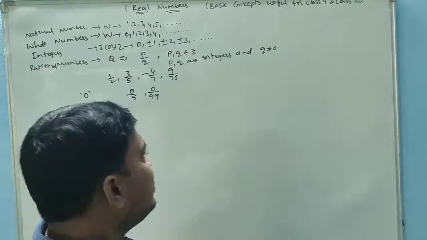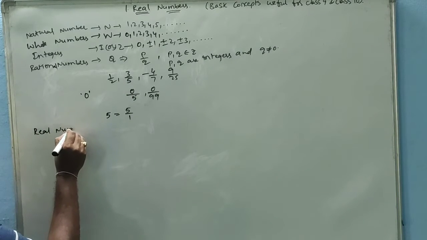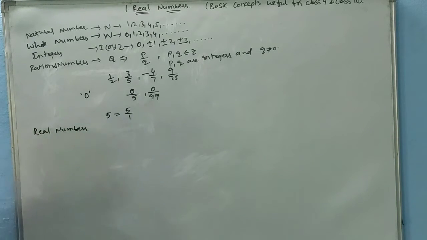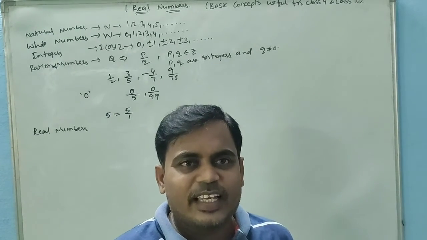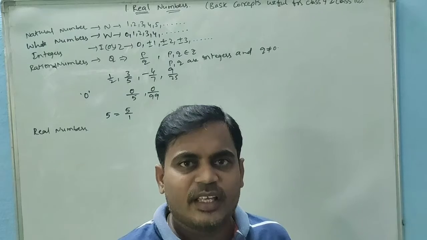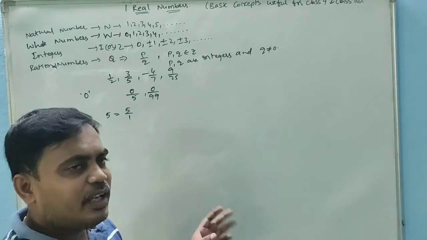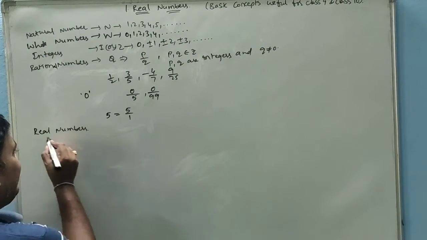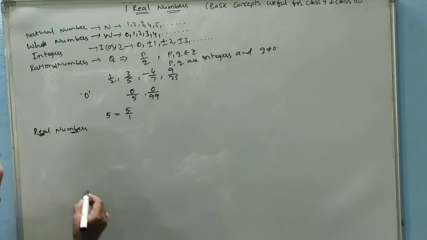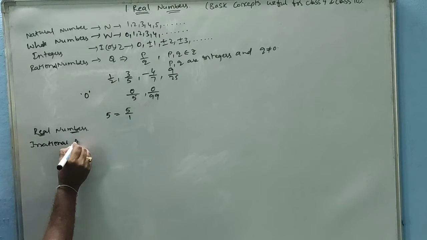Next, real numbers. The numbers which lie between -infinity and +infinity. The least number is -infinity, and the greatest number is +infinity. Whatever numbers we take, those are real numbers. Next, irrational numbers.